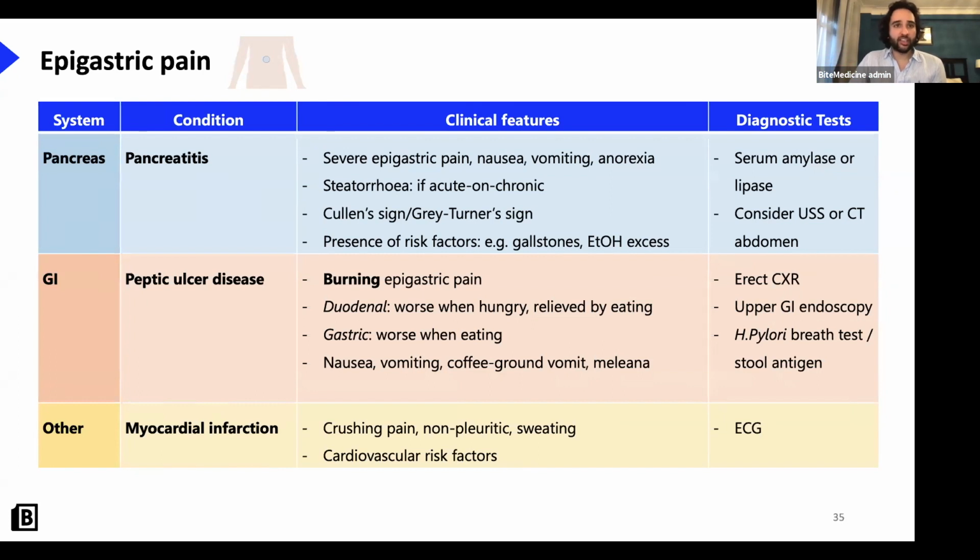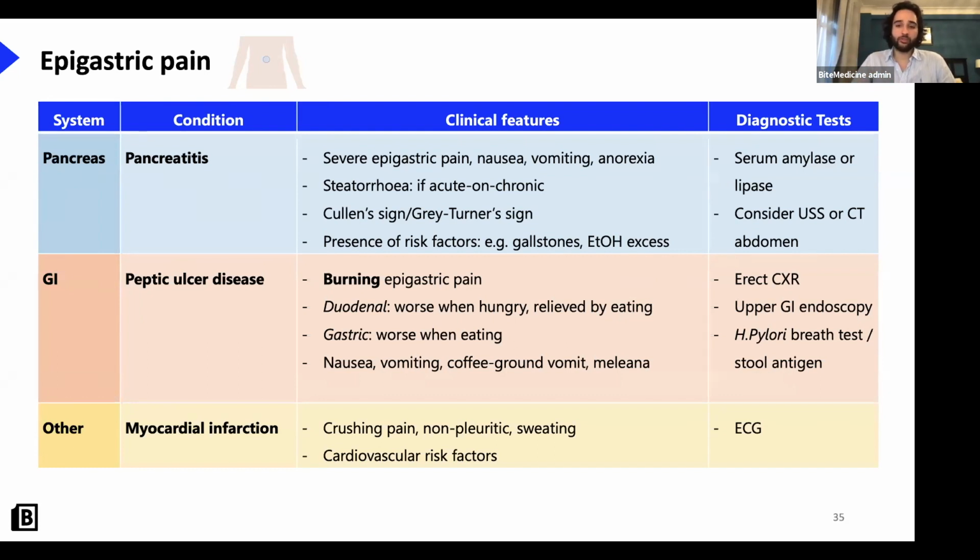Now, peptic ulcer disease is a really important one for epigastric pain as well. The nature of the pain is slightly different. It's described as a burning or gnawing type pain. The history is often a little bit different as well. So these are just ulcers which are most commonly in the duodenum, but can be in the stomach as well. Duodenal ulcers are worse when you're hungry and relieved by eating.